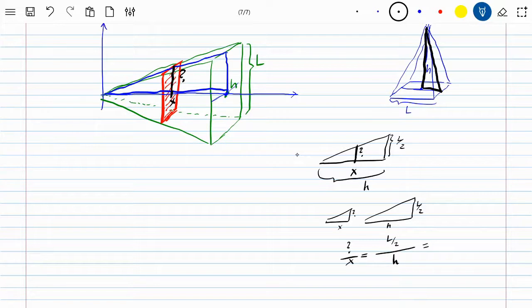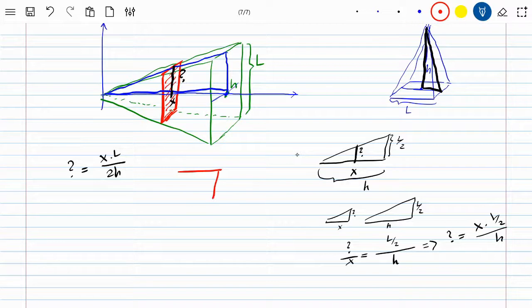So what is the question mark? Multiply both sides by x: x times L over 2 divided by h. So I figured out this height. The question mark is basically x times L divided by 2h. Why did I need it? If you look at this red section, that red section is basically a square.